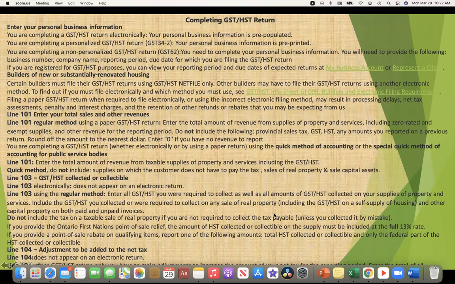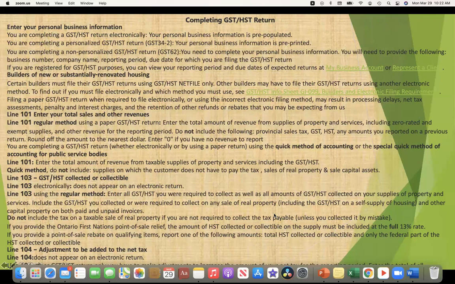Builders of new or substantially renovated housing: certain builders must file their GST/HST return using GST/HST NETFILE only. Other builders may have to file their GST/HST return using another electronic method. So we have different lines to enter your information on the GST/HST return.